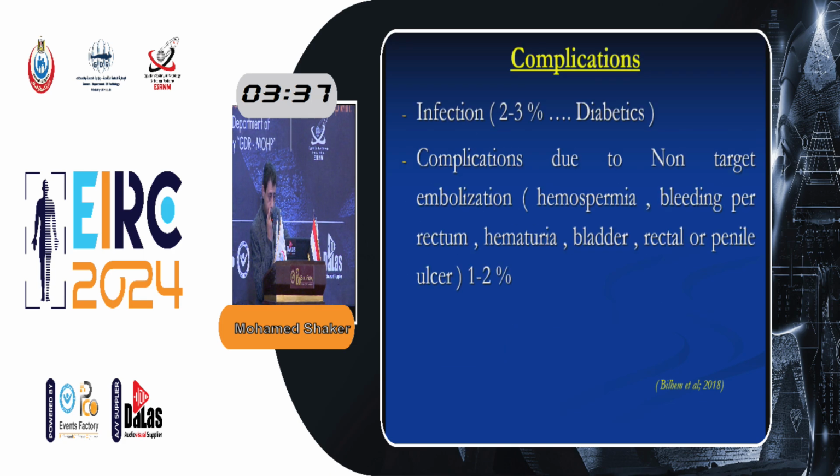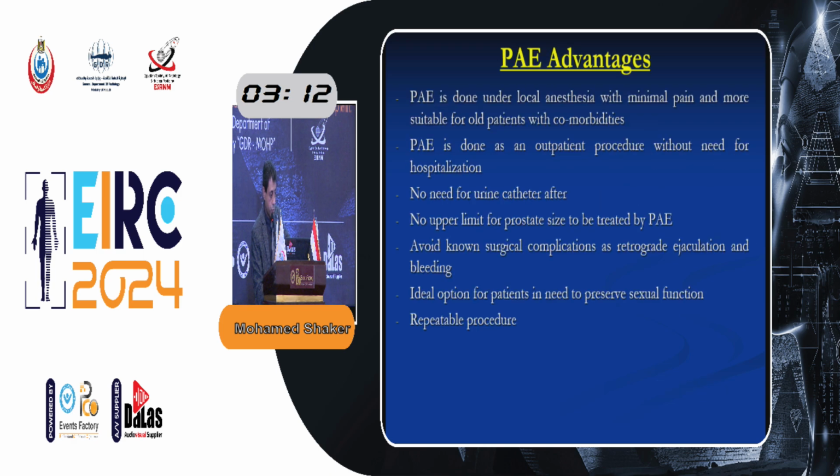Regarding complications, PAE actually is a very, very safe technique if done by expert hands. Infection may occur in 2 to 3% of patients, more in the diabetic patients, and can be controlled by antibiotics. Complications due to non-target embolization, including hemospermia, bleeding per rectum, hematuria, bladder, rectal or penile ulceration, may occur in only 1 to 2% of cases, and usually they are mild and self-limiting complications.